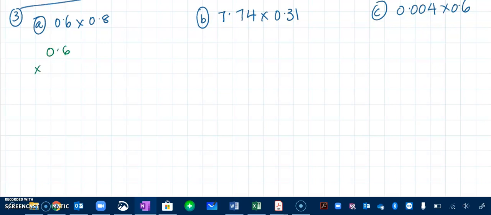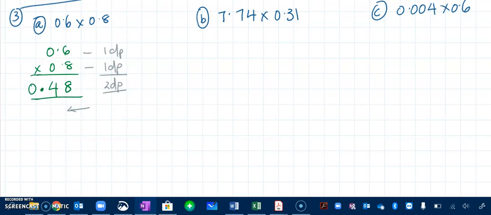0.6 times 0.8. So we just multiply, with long multiplication, or even for this one we can do short multiplication. Just multiply the digits together. 6 times 8 is 48. 0.6 has one decimal place, 0.8 has one decimal place. In total, both of them have two decimal places. Same rule, we move from right to left and count two decimal places. So count two digits, 8 and 4, and therefore the decimal point goes right in front of them, and your answer becomes 0.48.